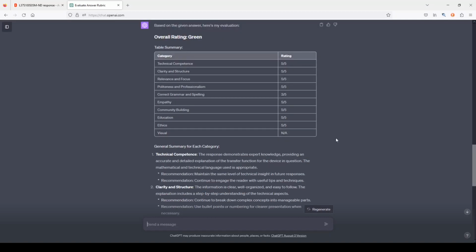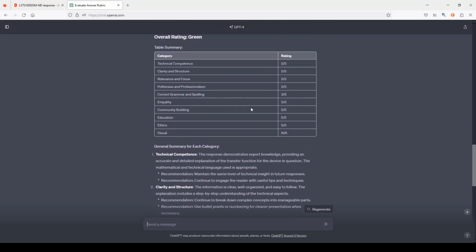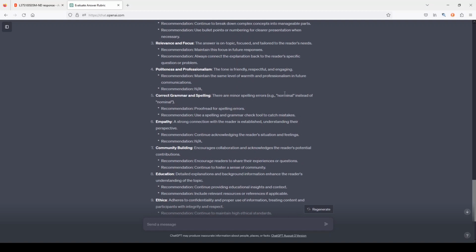Something that I find really useful is that rubric, or that chunk of text I gave to ChatGPT, tells it to evaluate each category and then provide specific recommendations for improvement. Now, this particular one, it says, is pretty good except for grammar and spelling. So if we were to come down here and look at grammar and spelling, it reminds me that I've used the word nominal instead of nominal.